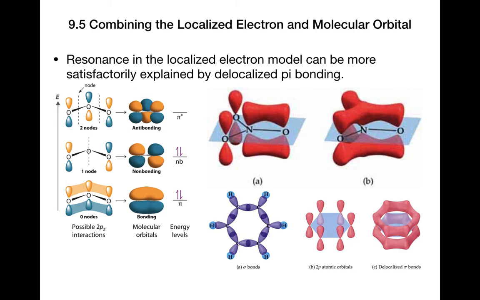So on the left here, letter A, we see what the sigma bonds would look like in benzene, C6H6. However, there are also p orbitals that stick up above and below the plane of the hexagon of carbons, and those p orbitals can actually overlap all the way around the hexagon there, and we call that delocalized pi bonding. So that completes chapter 9.